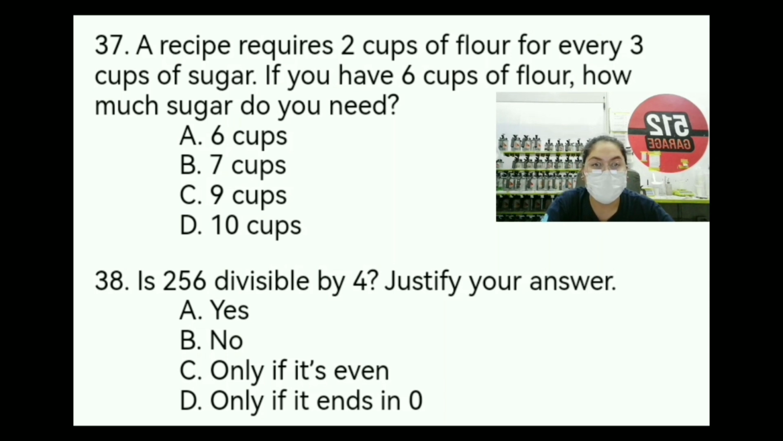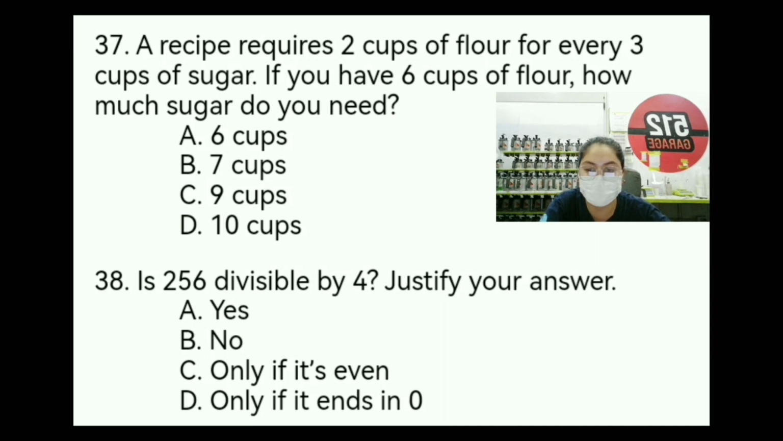So 2 over 3 equals 6 over x. Solve for x. Cross multiply to eliminate the fractions. 2x equals 6 times 3. So 2x equals 18. And then x equals 18 divided by 2 equals 9. So the answer is 9.